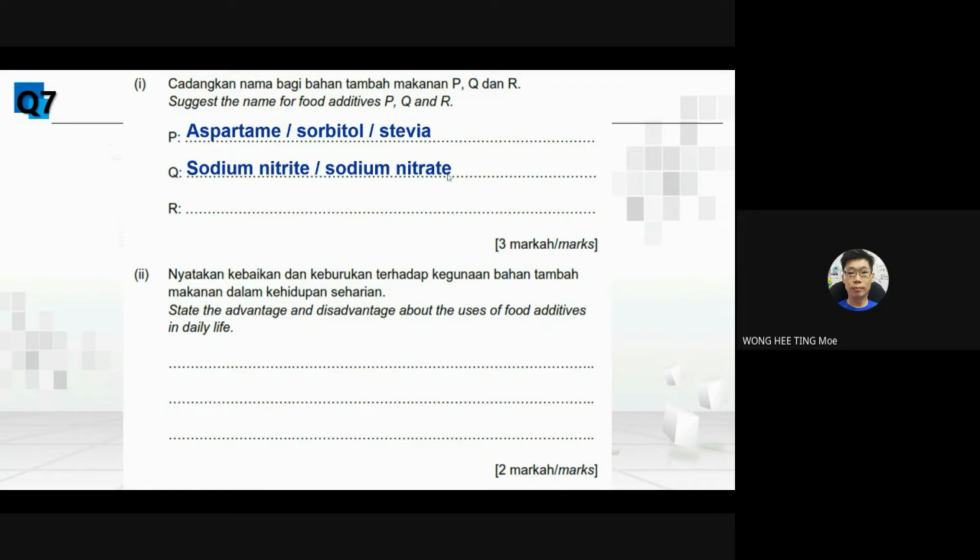Okay, next R. What is R? So R, vinegar. This one is chuka.